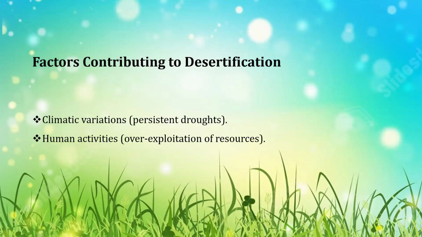The soil becomes compacted and barren. Unsustainable agriculture means intensive farming without proper irrigation or crop rotation depletes soil nutrients, eventually turning once arable land into dust. Poor irrigation means if not managed correctly, irrigation can lead to salinization, that means salt buildup, which poisons the soil and prevents plant growth.